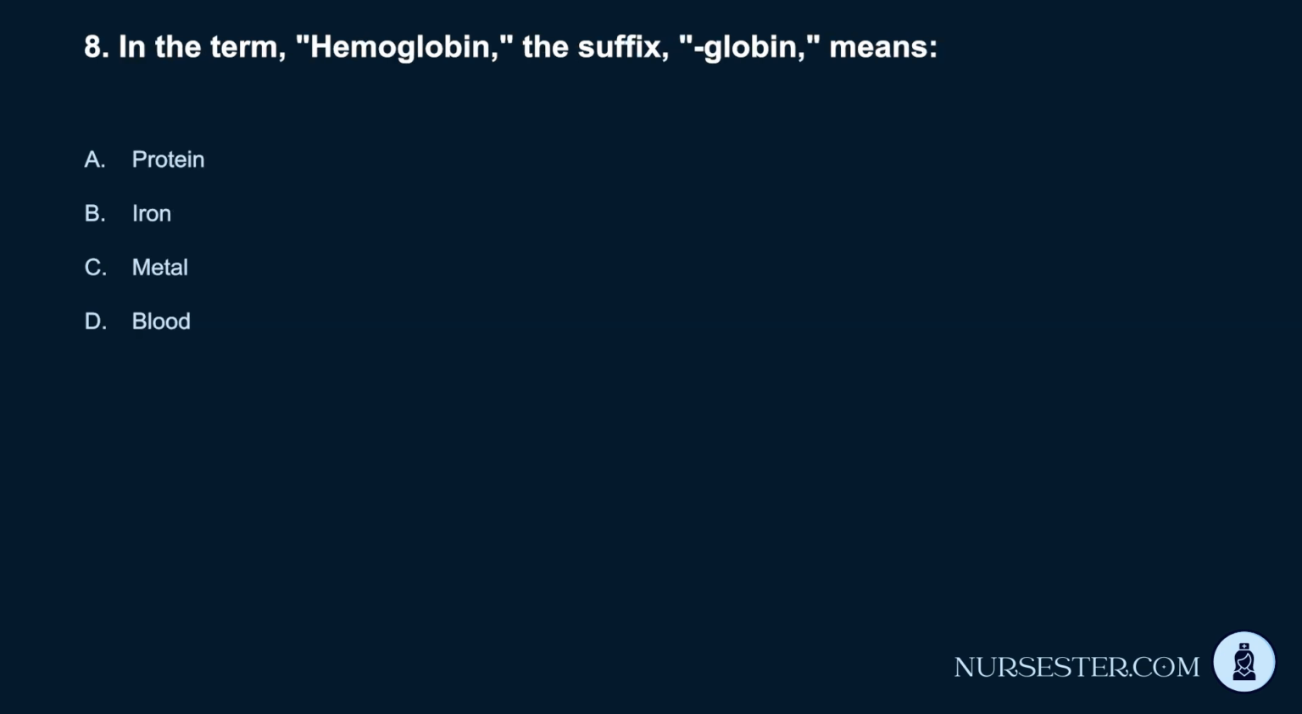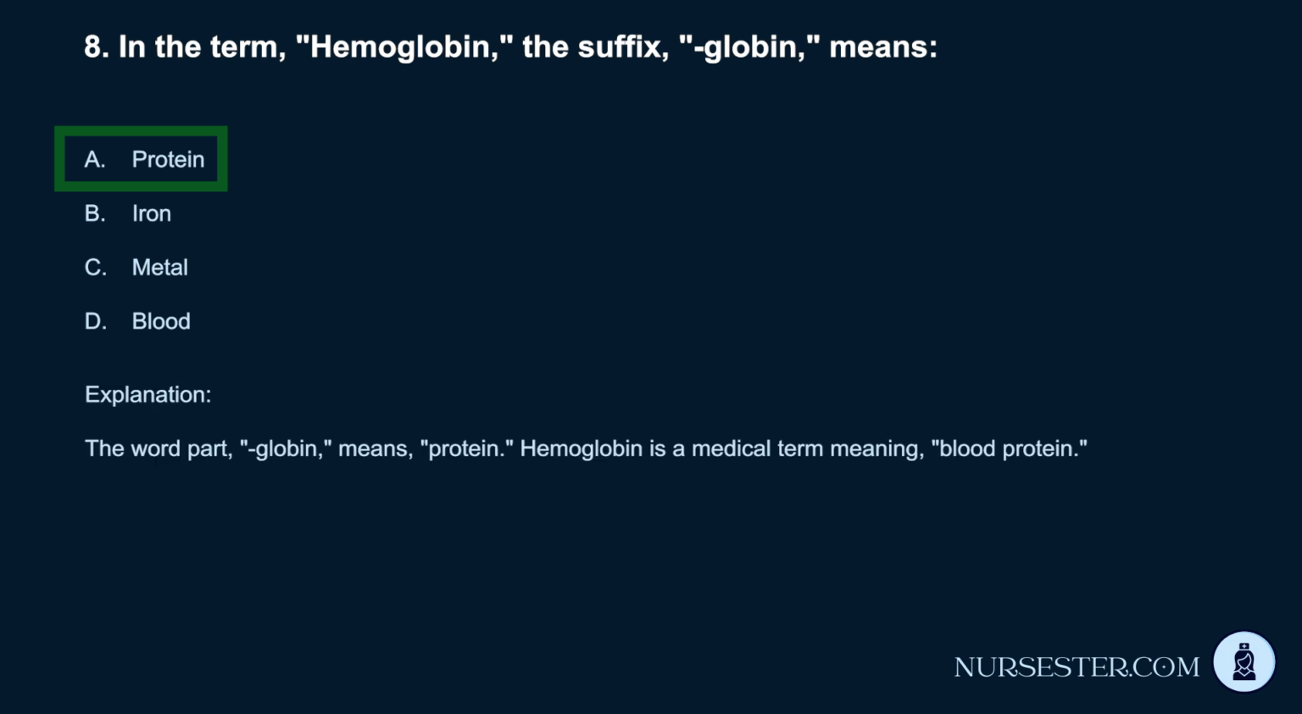8. In the term hemoglobin, the suffix globin means A. Protein. B. Iron. C. Metal. D. Blood. Correct answer, A. Protein. The word part globin means protein. Hemoglobin is a medical term meaning blood protein.